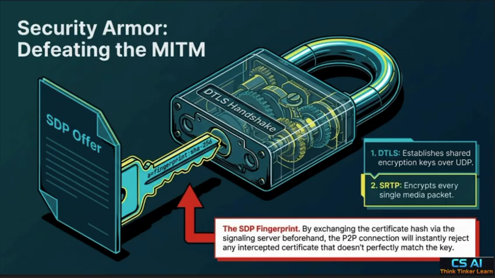Security is baked in via secret security armor. We use DTLS to establish shared encryption keys over UDP and SRTP to encrypt every single media packet. To defeat man-in-the-middle attacks, we use SDP fingerprinting. By exchanging a certificate hash through your secure signaling server before the P2P connection starts, the browser will instantly reject any intercepted certificate that doesn't perfectly match that pre-shared key.